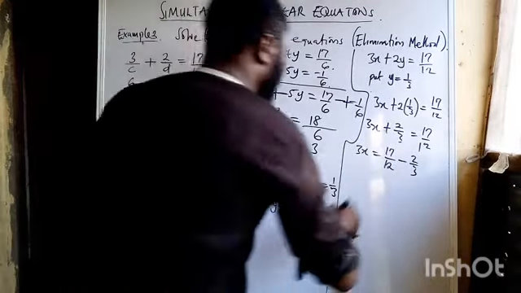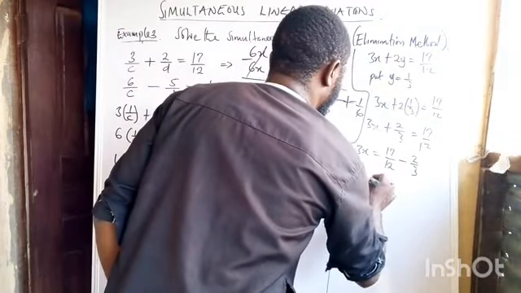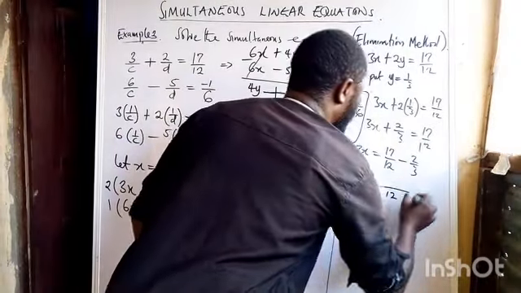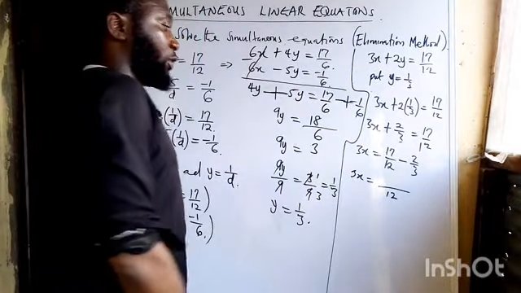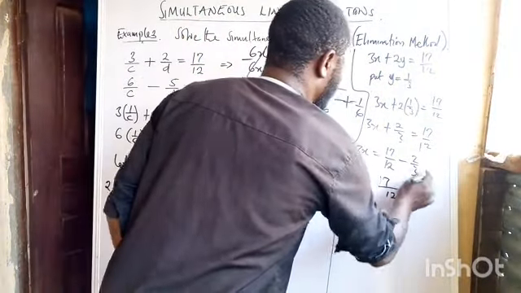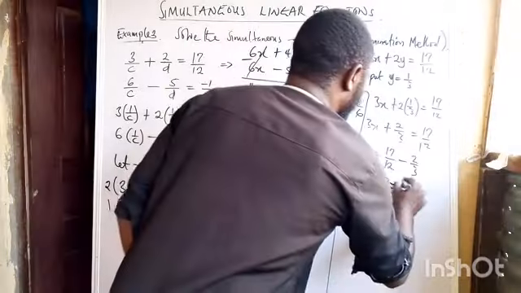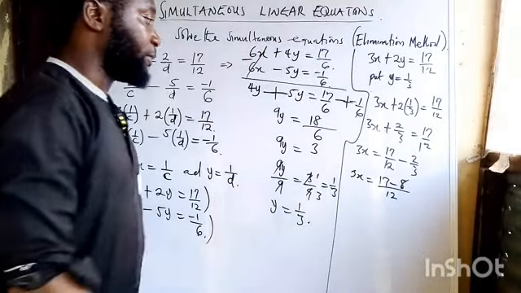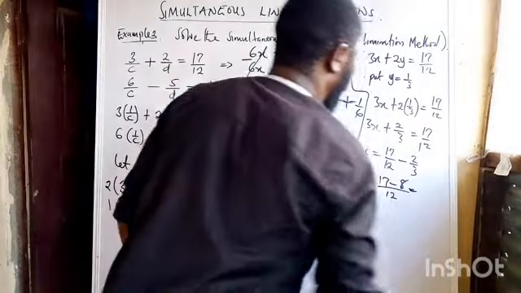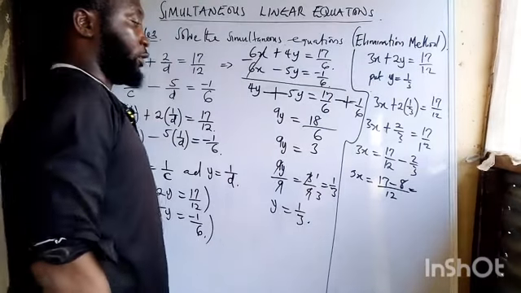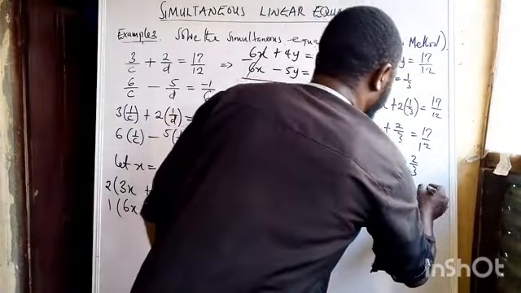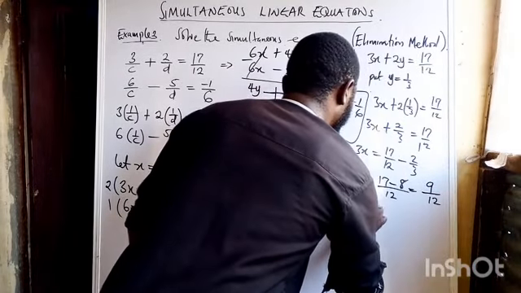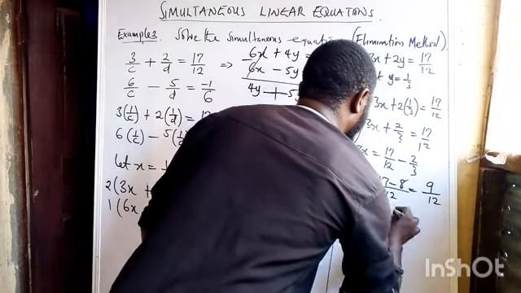Now take the LCM again. We still have 3x equals, our LCM here will be 12. So you have 12. 12 in 12, 1 times 17, that's 17. 3 in 12, 4 times 2, that is 8. This is basic mathematics fraction. 17 minus 8, that is 9. So you have 9 over 12. Now we have 3x equals 9 over 12.